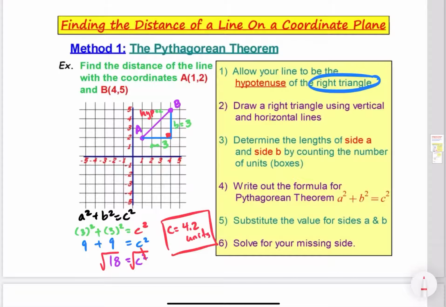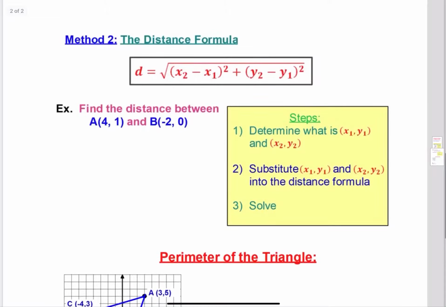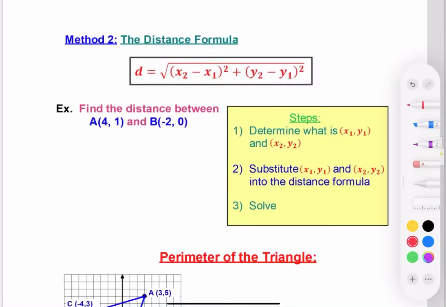Now let's take a look at when we might use the distance formula. The distance formula is for when we don't have that coordinate plane. They told us to find the distance between (4, 1) and (-2, 0), but we don't have it on a coordinate plane, so we can't draw the right triangle. That's when the distance formula comes into play. So this is the formula that you want to memorize.